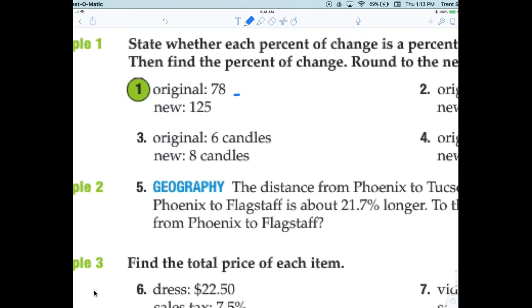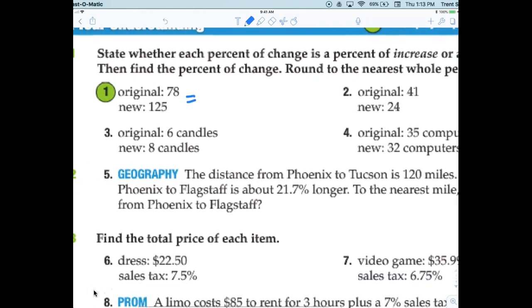I need everybody to just type in on their calculator 125 minus 78. Hit the enter button, and then divide it by 78. Somebody tell me what that works out to be. Dalton. 0.6. So you're going to tell me what percent that is. And it says round to the nearest whole percent.